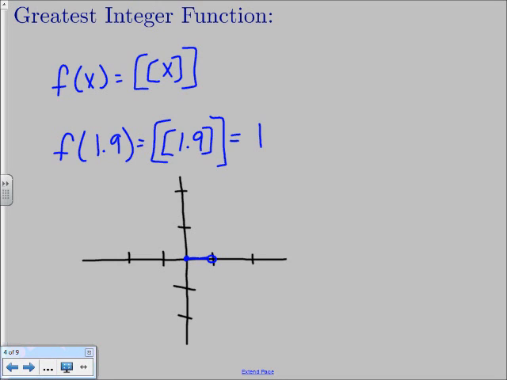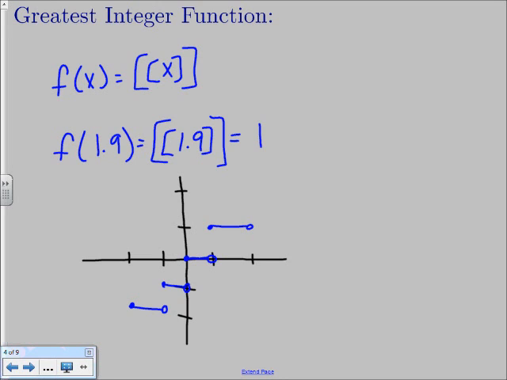Now when we hit 1, we jump all the way up to 1. So we can put a closed dot there because we can plug 1 in and get 1. And then every value over to 2 is going to round down to 1. So you can kind of see what the pattern is: it just looks like a staircase with an open dot at one side and a closed dot at the other.